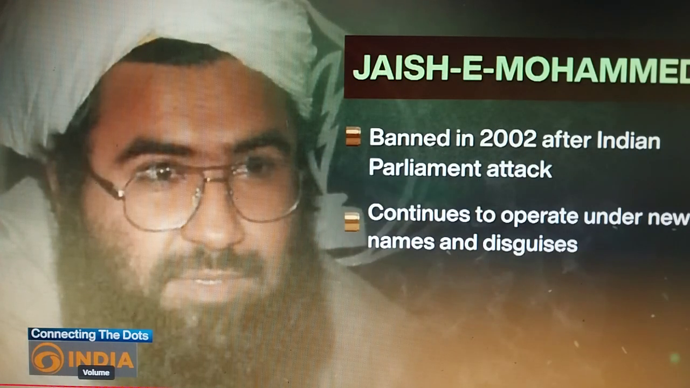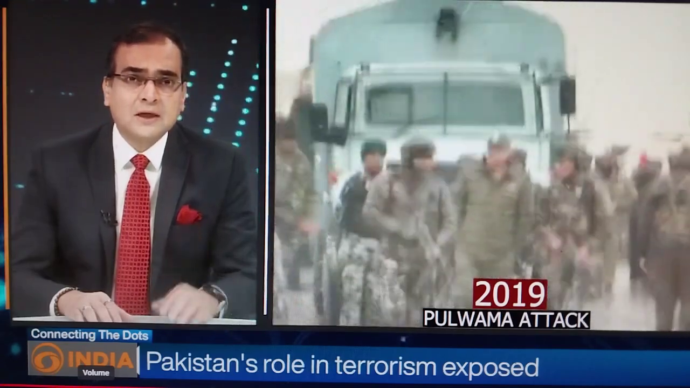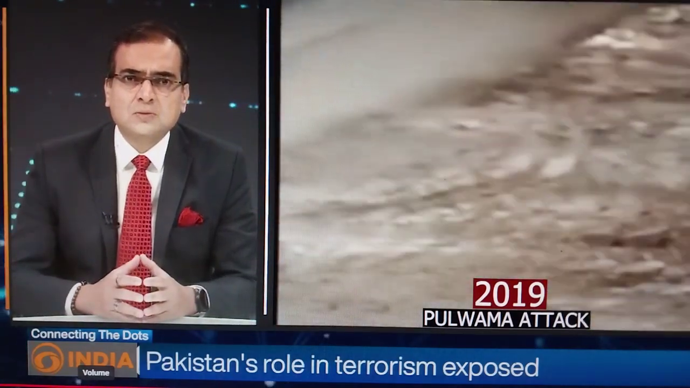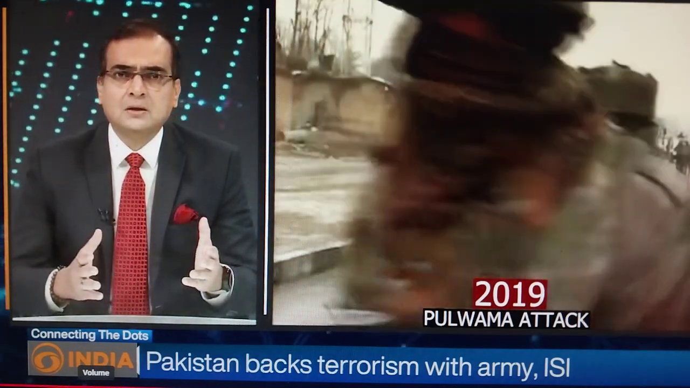JEM was quickly banned in 2002 after its name came up in the 2001 Indian Parliament attack, along with Lashkar-e-Taiba. But like Lashkar, the group continues to operate under new names and disguises. JEM's most deadly recent attack was the Pulwama suicide bombing in 2019. A JEM terrorist drove an explosives-filled car into a convoy of Indian paramilitary forces, killing 40 soldiers in Jammu and Kashmir's Pulwama. According to Indian intelligence, Markaz Subhan Allah in Bahawalpur serves as JEM's headquarters. That's the exact site Indian forces hit in Operation Sindoor.